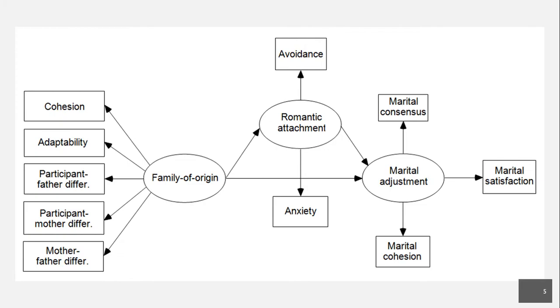So with theories, there are sometimes visual representations made of theories. So here is a representation. Maybe your family of origin will lead to a specific romantic attachment style, and then your specific romantic attachment style could lead to marital adjustment. So this is a visual representation of a theory.